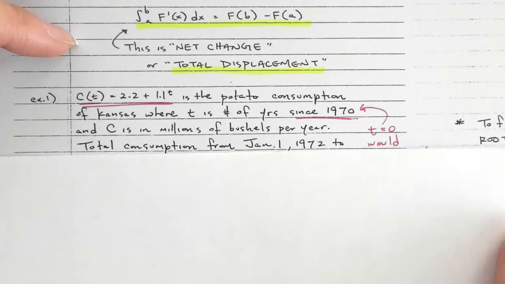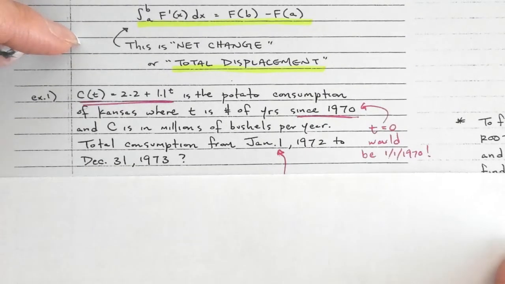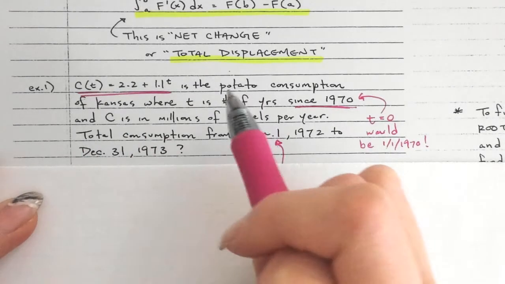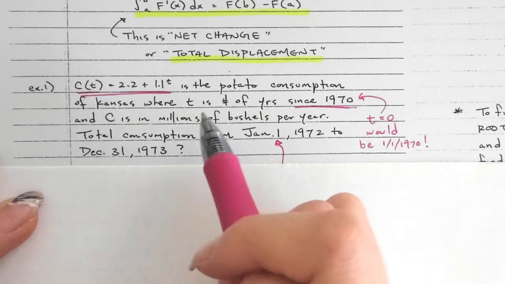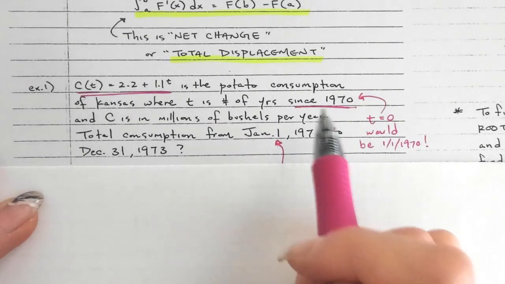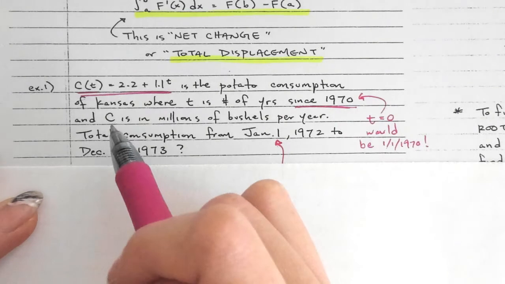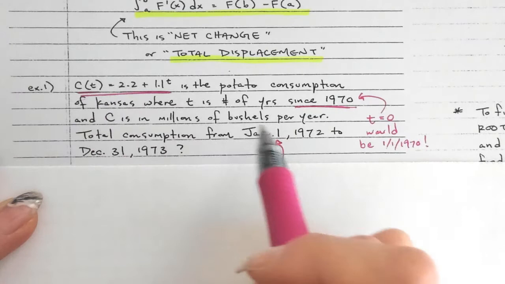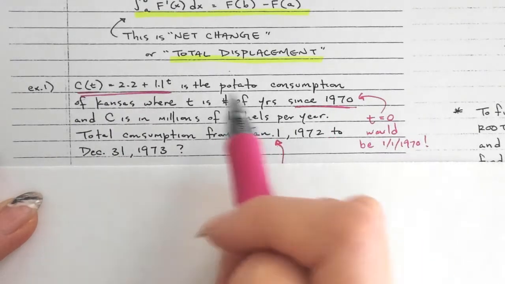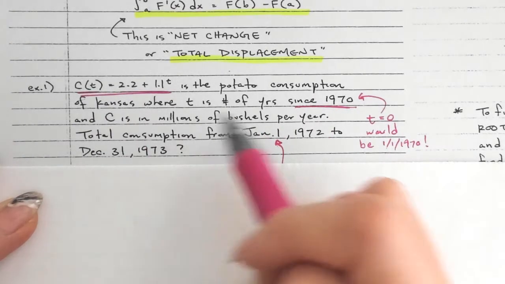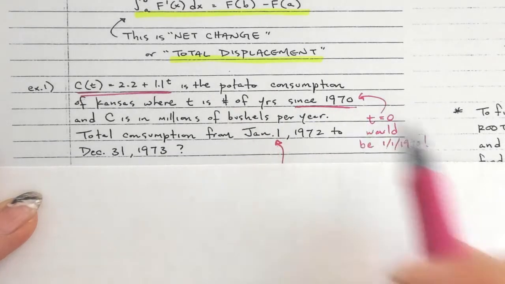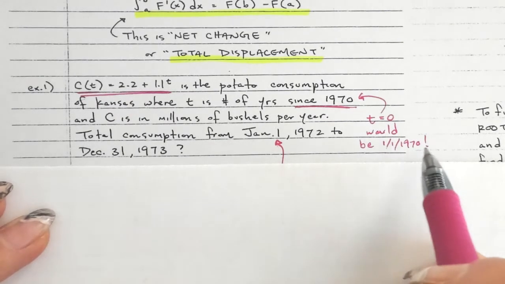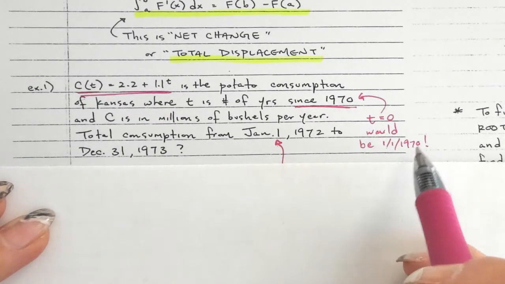If you know that you have something like, okay, I'll just show you all of it. If you know that you have something like this where it says C is the potato consumption of Kansas, where T is the number of years since 1970, and C is in millions of bushels per year. Okay, so this tells me bushels of potatoes, right? Millions of bushels of potatoes. And then T is the number of years since 1970. So T equals 0 would be like the first day of 1970. So January 1st, 1970. So you want to realize that.